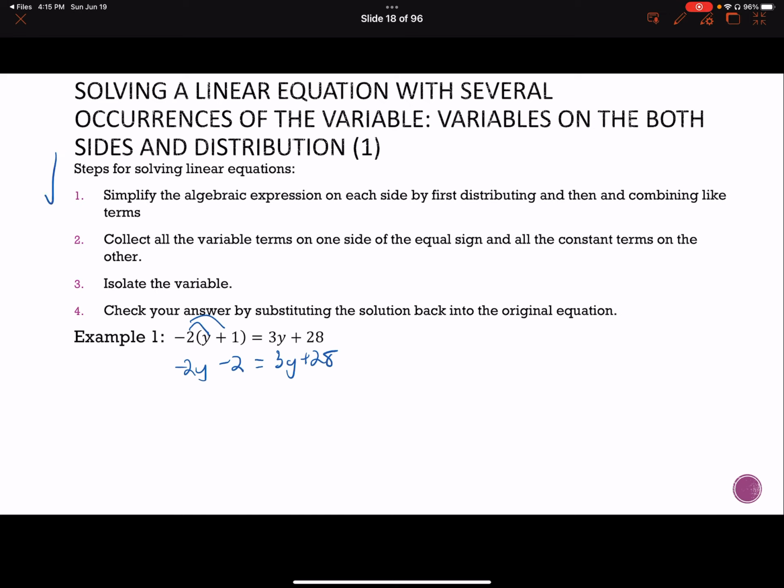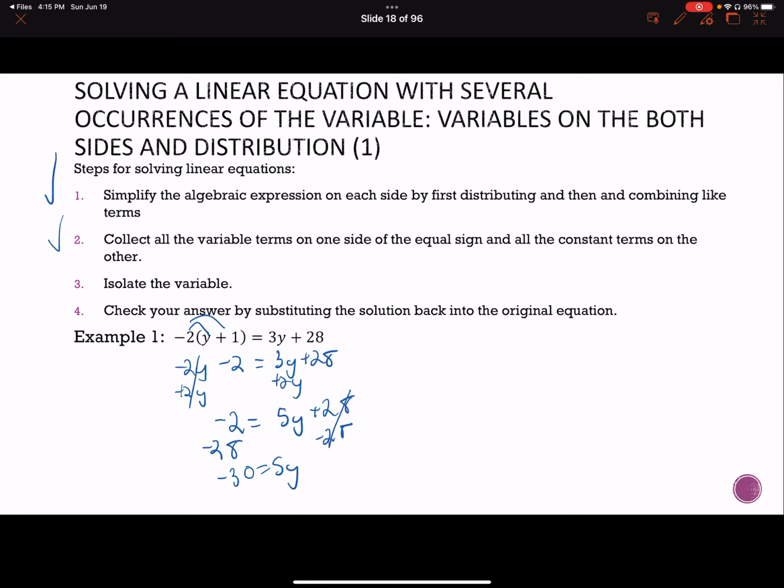Step 2, we're going to collect all our variable terms on one side of the equal sign and all the constants on the other. So I'm going to add 2y to both sides. That means my y cancels out on this side. I have negative 2 is 5y plus 28. So now I've got all my variable terms on one side, but not all my constants. So I'm going to subtract 28 from both sides. Again, what I do to one side, I do to the other. We want to keep them balanced. Those will cancel out. I have negative 30 equals 5y.